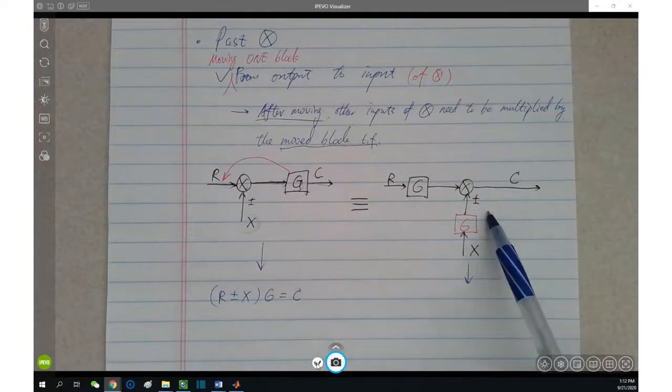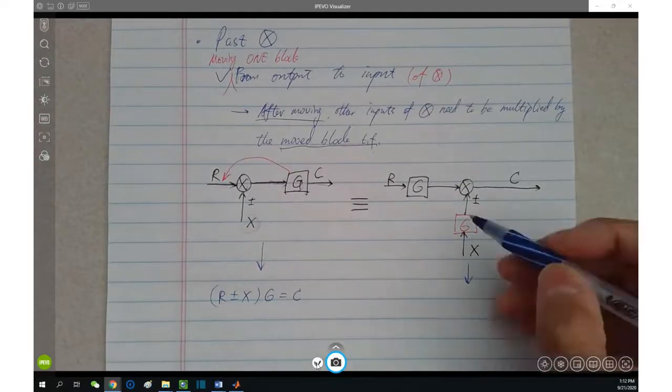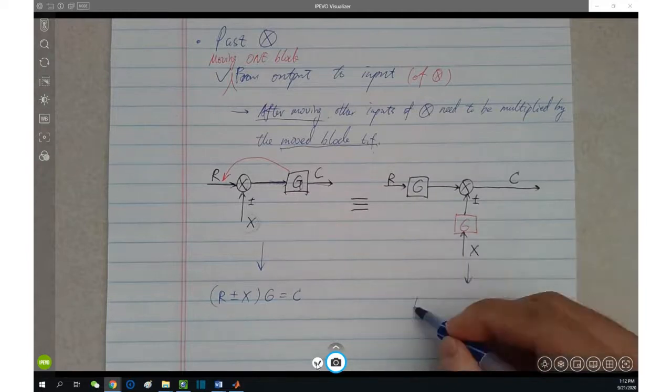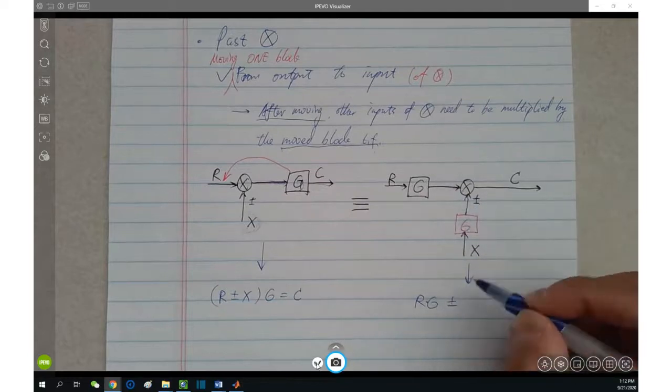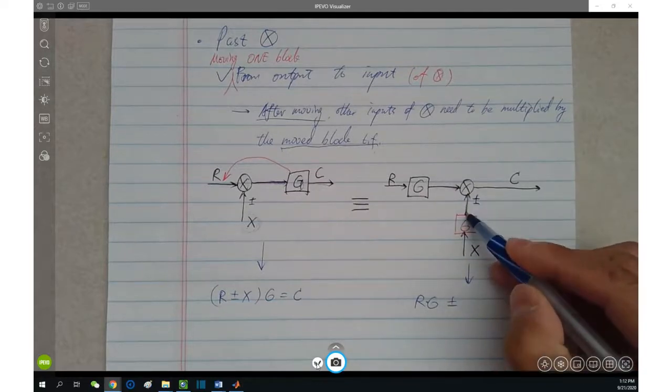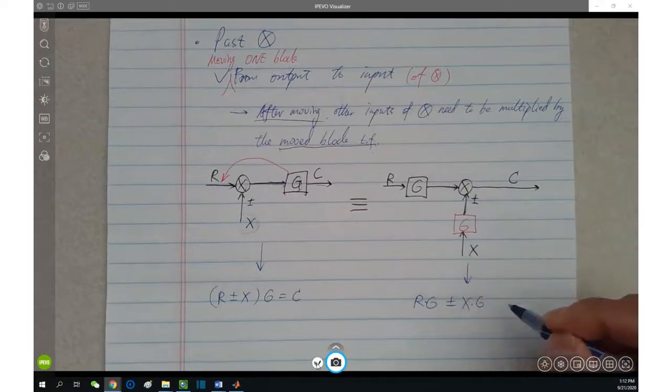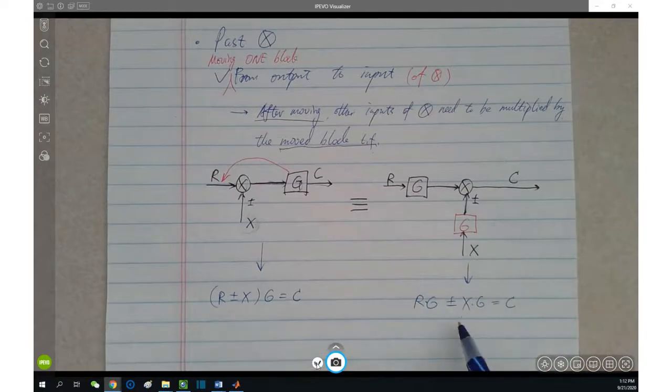The second, after moving one, let's see. Here, your R needs to go through a G, right? And this equals this signal. This signal plus minus this signal. This signal equals X times G, right? And then the result is C as well. Look at the two C's. Exactly the same, right? Exactly the same, okay? The two C's are exactly the same. Any questions? Is this clear?